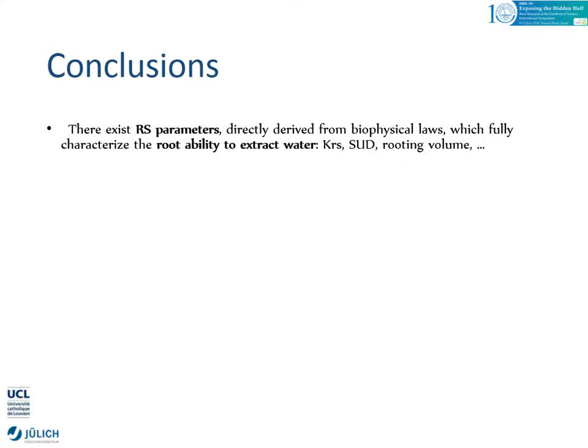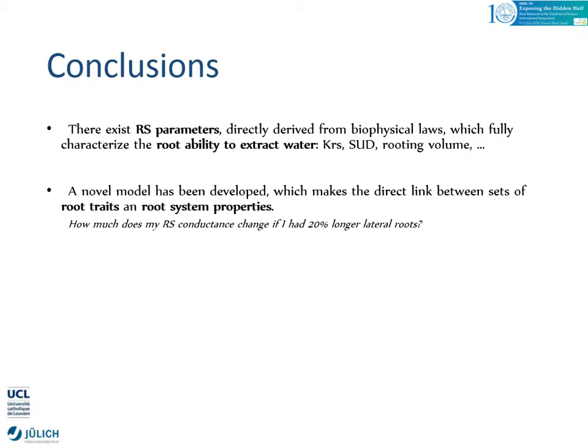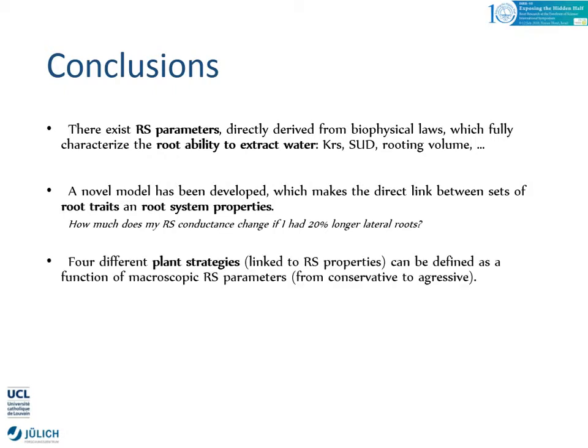Okay, so to conclude, I tried to prove that there exist plant scale parameters that can be derived from biophysical laws which fully characterize the root ability to extract water. These parameters are hydraulic parameters, but also volumetric or geometric parameters. We have developed a new model which makes the direct link between a set of root traits and root system properties. And we can answer questions like, how much does my root conductance change if I had 20% longer lateral roots, for instance? Then we can define plant strategies, which are considered as a combination of root system properties. And we can define 4 types of strategies.